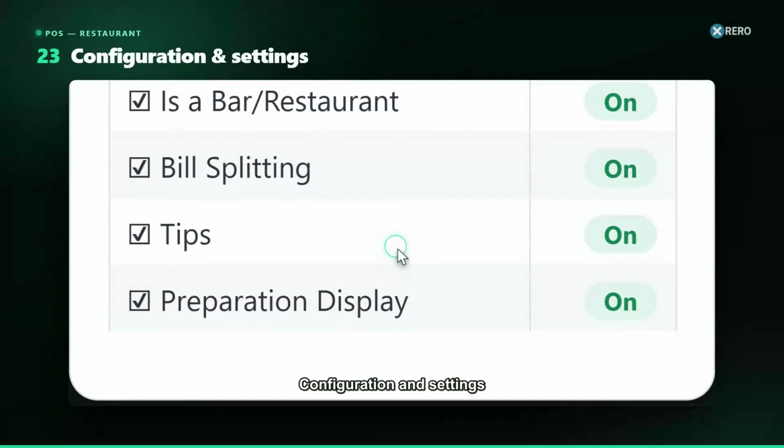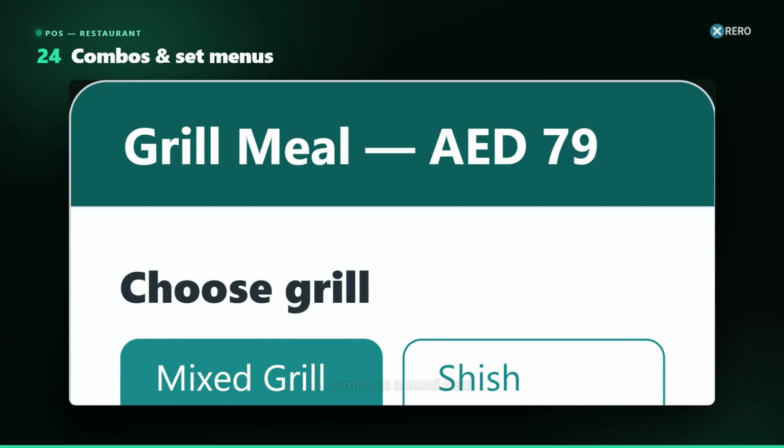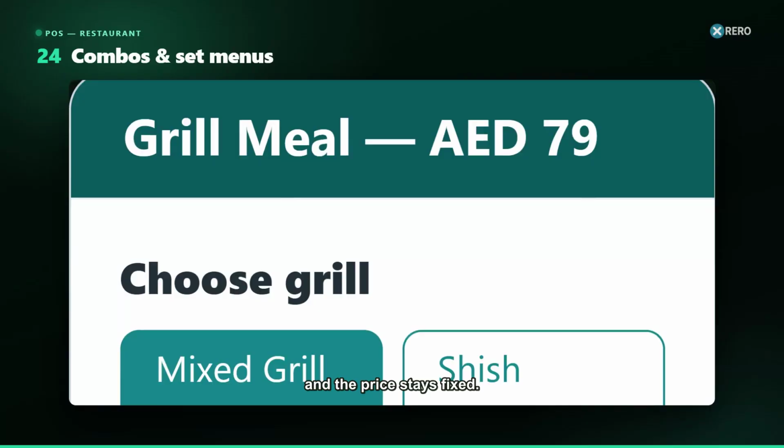Configuration and settings. A combo is a meal deal at one price made of choices, e.g. grill meal equals one grill plus one side plus one drink for $80.79. On the till, adding the combo prompts the waiter to pick each part. The kitchen sees the full breakdown and the price stays fixed.